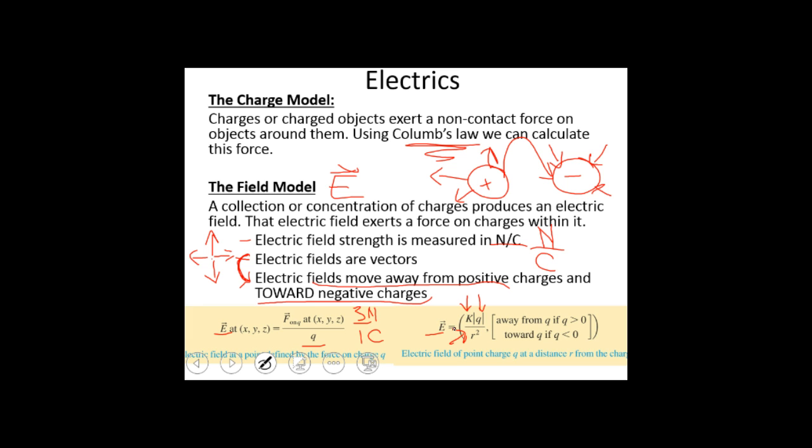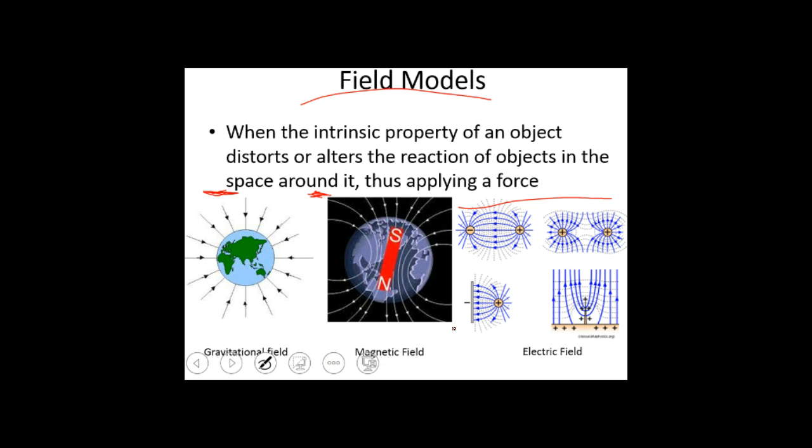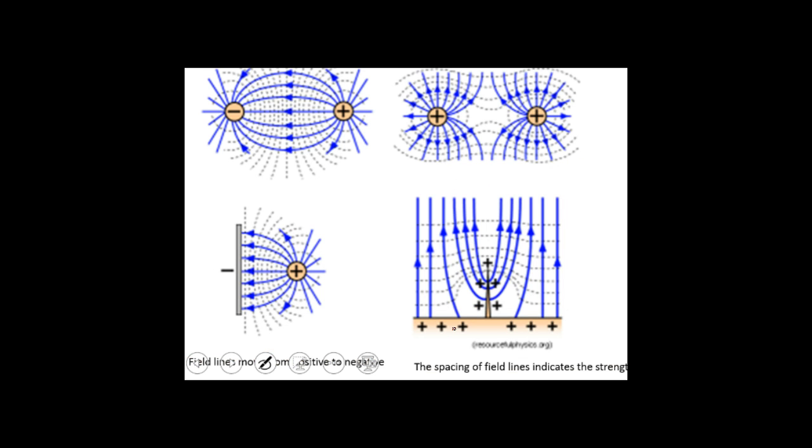And so just like the gravitational field, as you get farther and farther from a point, the electric field is going to get weaker and weaker, right? As I get farther and farther from the Earth, the electric field gets weaker and weaker. As I get farther and farther from a magnet, the electric field gets weaker and weaker.